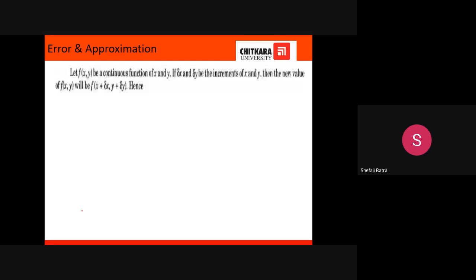May I? Yes beta, please. Difference between actual value and calculated value. Absolutely right, beta. Error is actual value minus calculated value. So here we will be doing this error and approximation as an application of Taylor series.